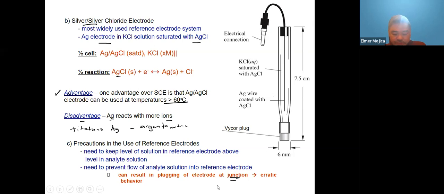Okay, so we could say that's the most common reference electrode. Pero meron pa rin tayong later on of the different ones. But I think this is the one that you usually use, either SCE or the silver chloride electrode.